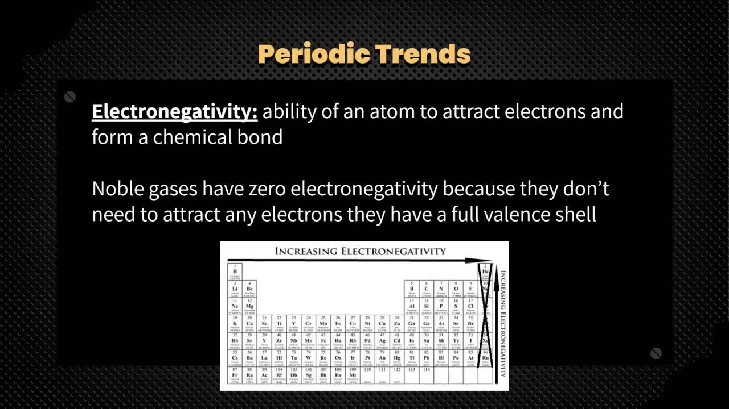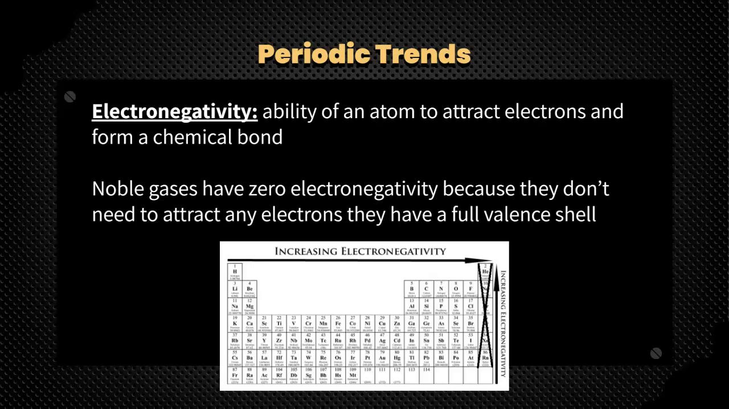So electronegativity increases as you go up the periodic table, and it increases as you go to the right of the periodic table. The only exception are the noble gases. So the noble gases, which is the last column on the periodic table, have zero electronegativity because they're stable. They don't need to attract any electrons. They already have a full valence shell.